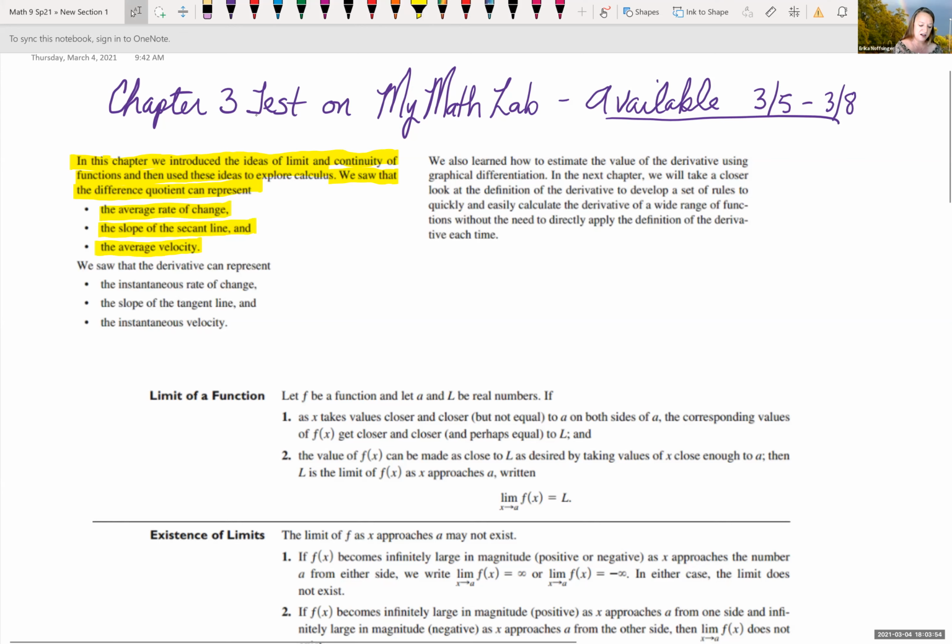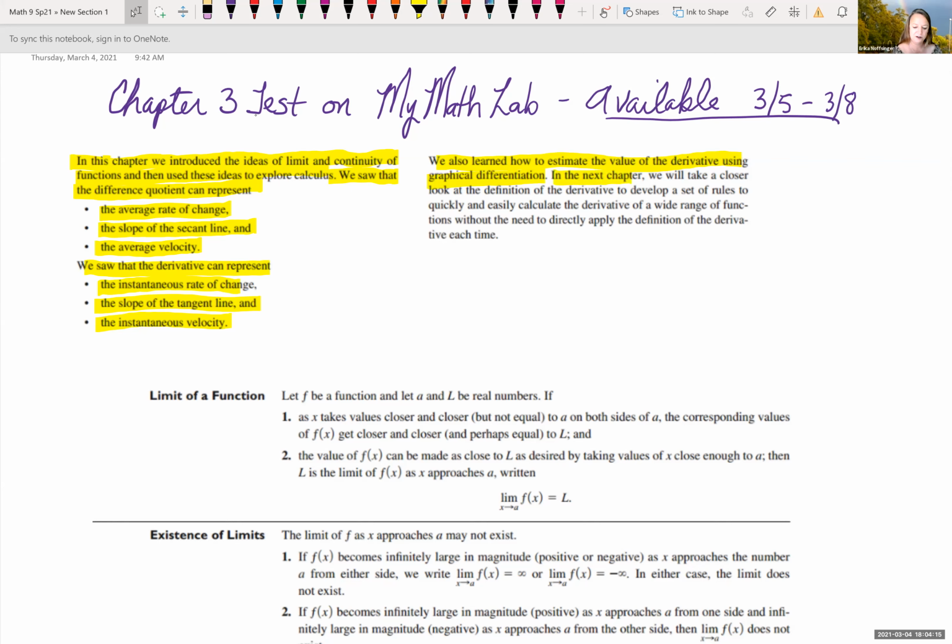We also saw that the derivative can represent the instantaneous rate of change, the slope of the tangent line, and the instantaneous velocity. We also learned how to estimate the value of the derivative using graphical differentiation.